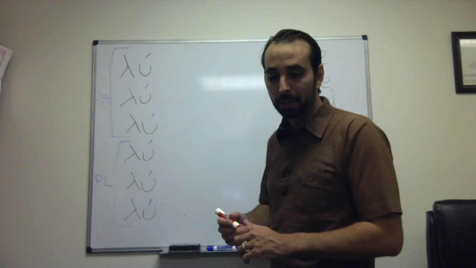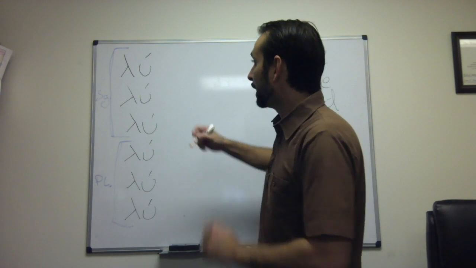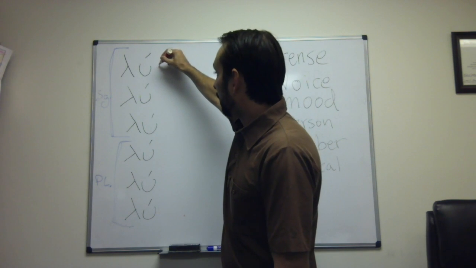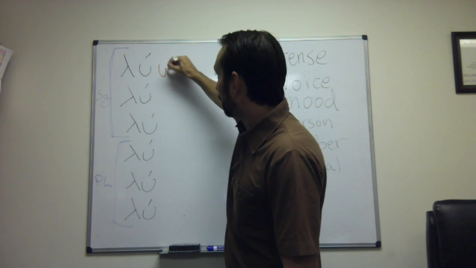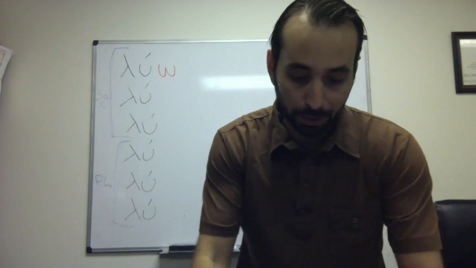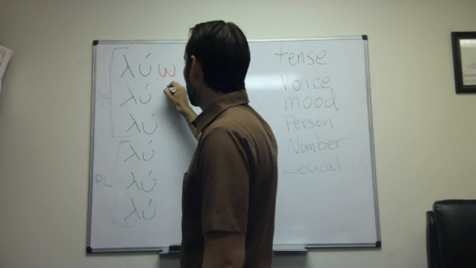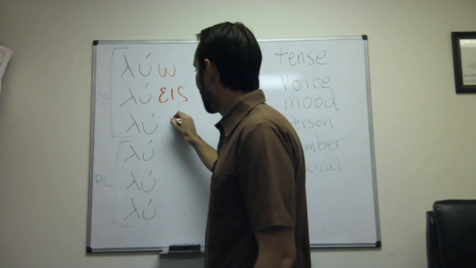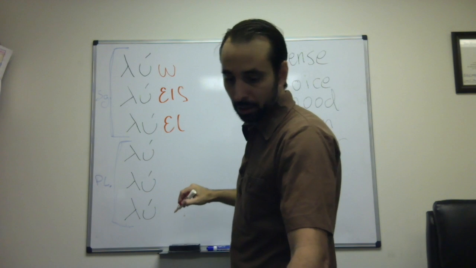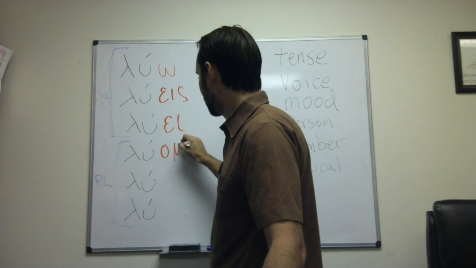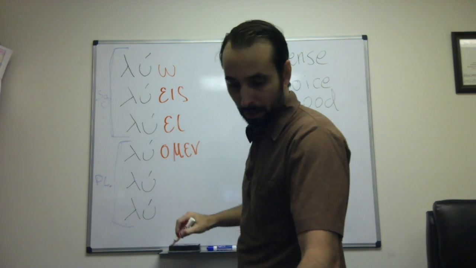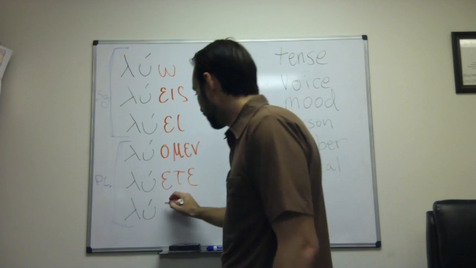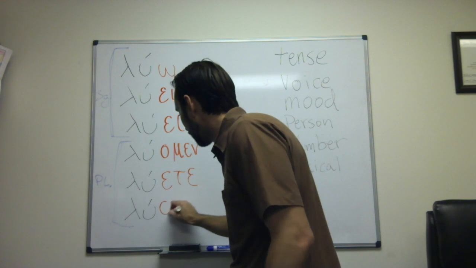So what he's given you on page 23 is the present active indicative endings in the singular and plural. And you'll see this on your chart on page 23 if you want to look there. Luo, lu eis, lu ei, lu omen, lu ete, and lu ousin. It's a diphthong there.